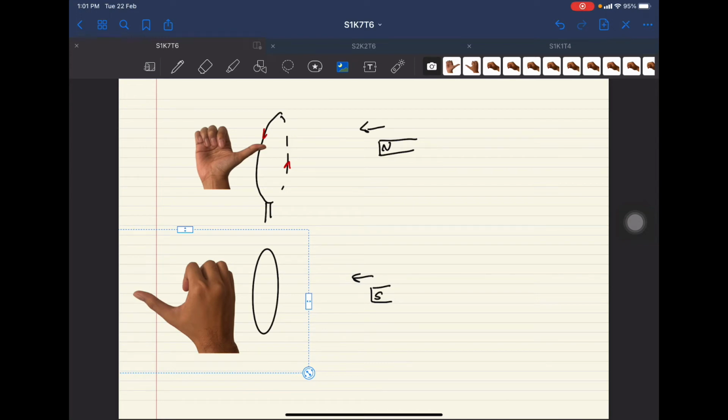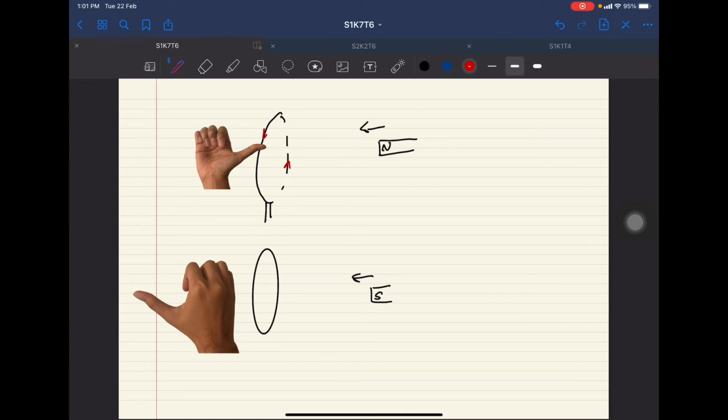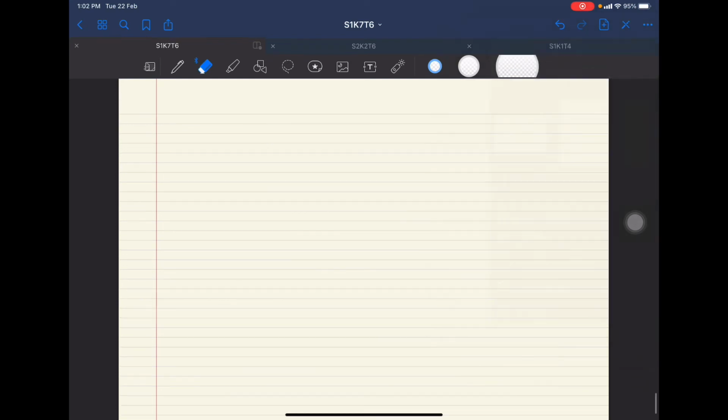Okay, so in this case, your thumb is to the left, so your current will be pointing in that direction. Again, this is the behind part. Just put a dotted line there. Okay, maybe you can try to look at a few more examples.